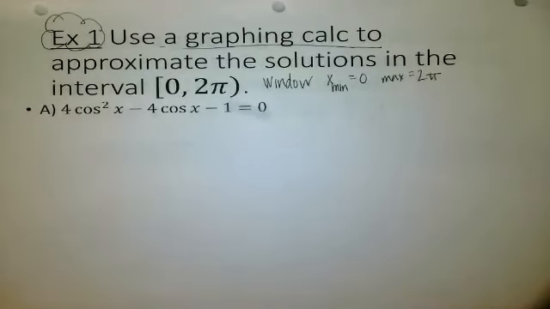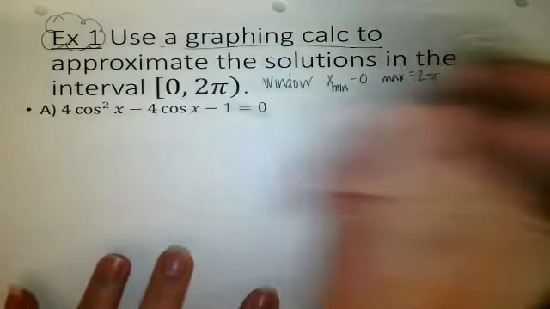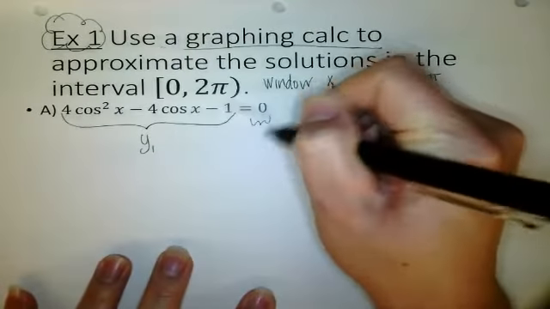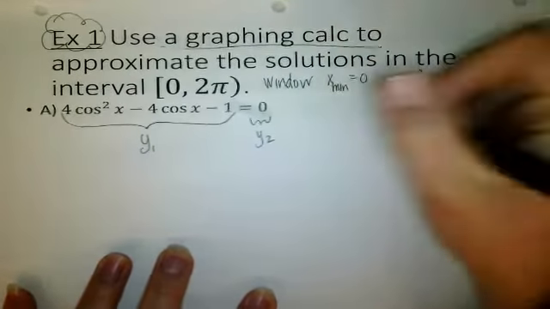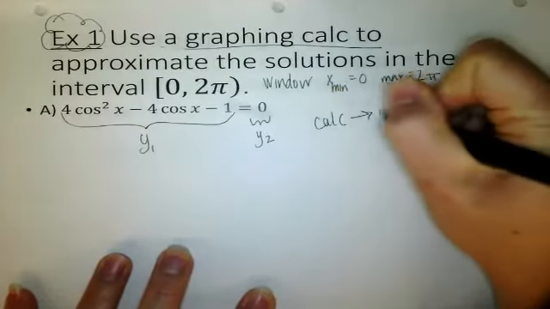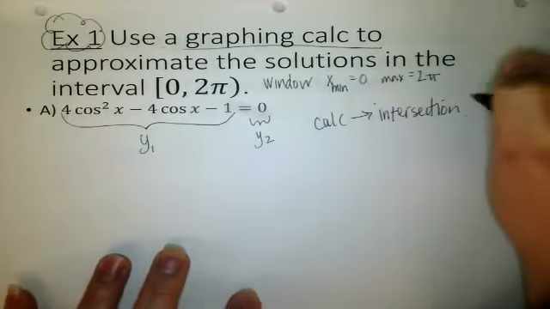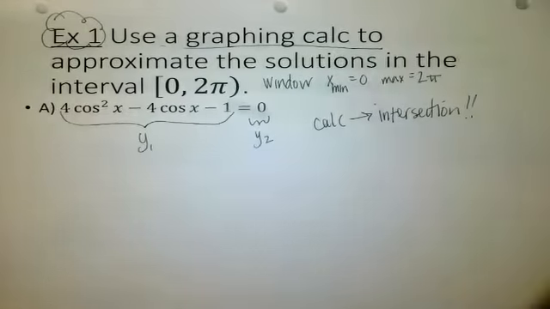We have 4 cosine squared of x minus 4 cosine of x minus 1 equals 0. You can see that it is set equal to 0, which is very nice. There are lots of ways we could solve this, but since we're just using our calculators, the easiest way is to put the left side in y1, the right side in y2, and then calculate the intersection. It's a great way to do that. So you've done that before.